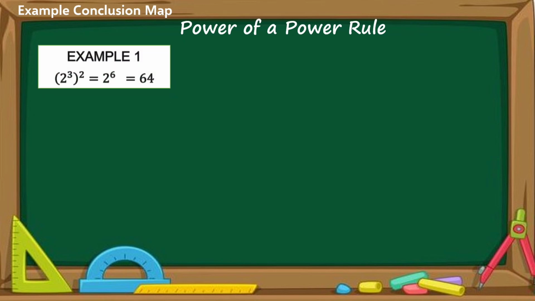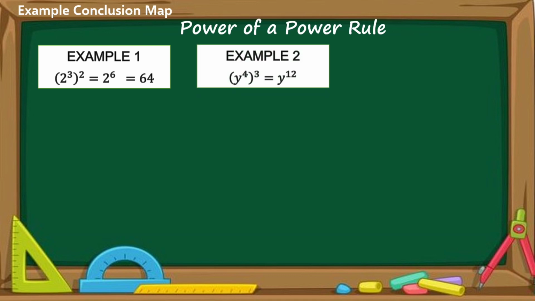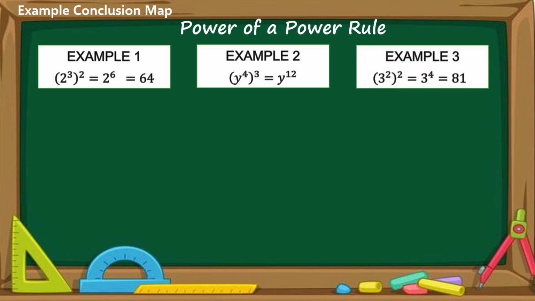Our examples are 2 raised to 3 raised to 2, it is equal to 2 raised to 6, and the value of 2 raised to 6 is equal to 64. Second example, we have y raised to 4 raised to 3, it is equal to y raised to 12. Then last example, we have 3 raised to 2 raised to 2 is equal to 3 raised to 4. It is equal to 81.